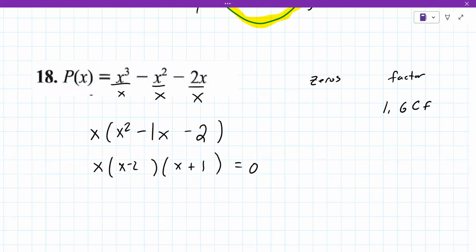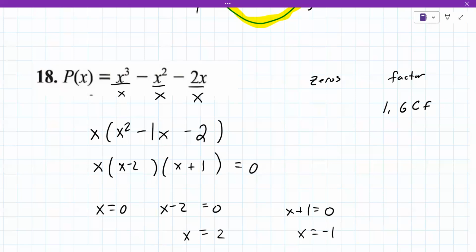Now you'd set all three of these equal to 0. X equals 0. X minus 2 equals 0. X plus 1 equals 0. Could you solve those for me, please? X equals 0, x equals 2, and x equals -1. Very good.